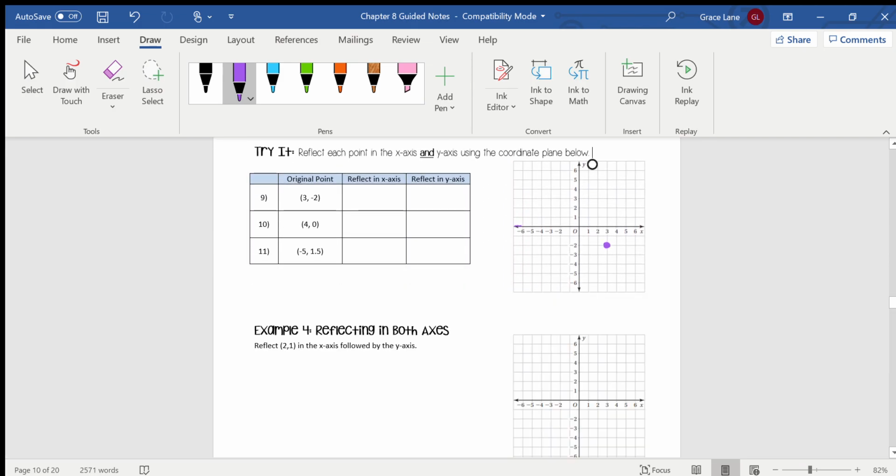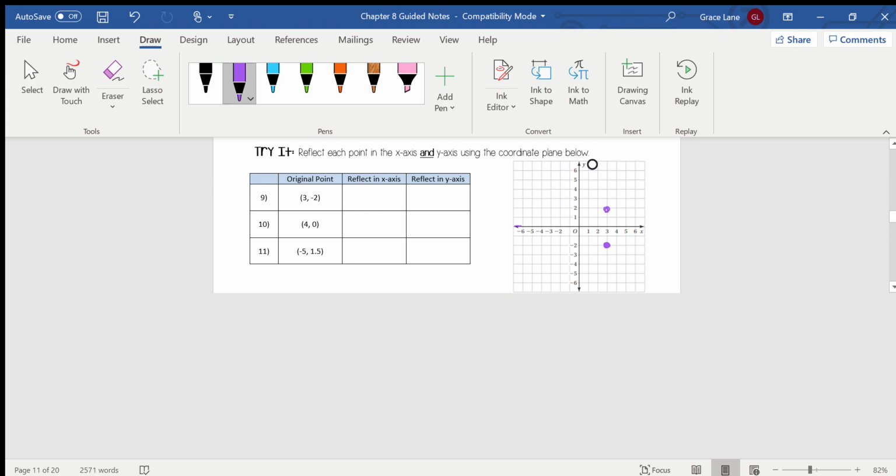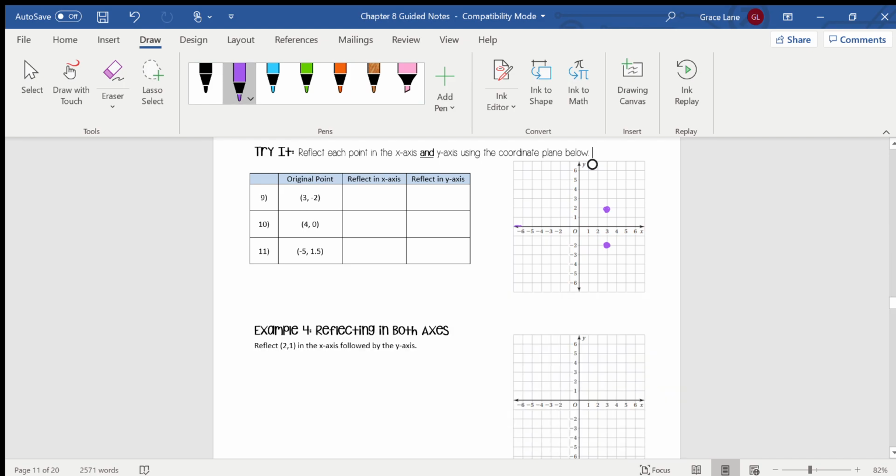on 3, but instead of -2, it'll flip up to +2. So your new point would be 3, 2. And then if you go back to the original point down here of 3, -2, and you reflect it on the y-axis, it will travel across this way, and you'll be at -3, -2. And then you're going to do the same thing for number 10 and number 11.